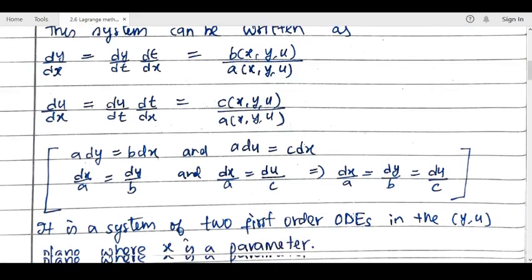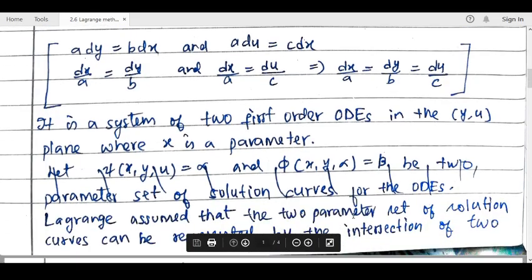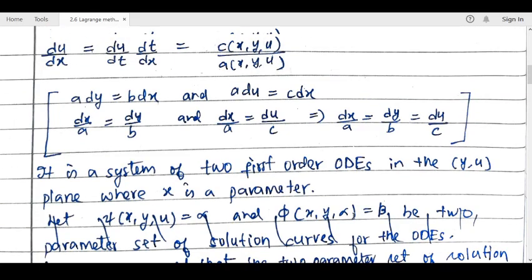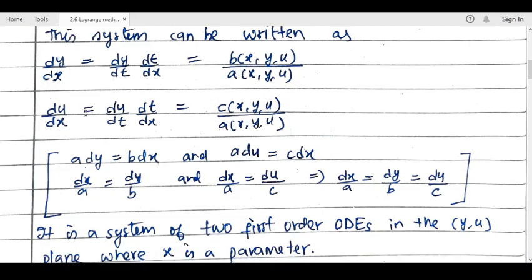Now we have to solve the first order system of ODEs in the yu plane, because we have y and u now, and we are considering x as a parameter. So here you can see, here you have y, dy by dx and du by dx. So we are dealing in the yu plane, and we are considering x as a parameter.